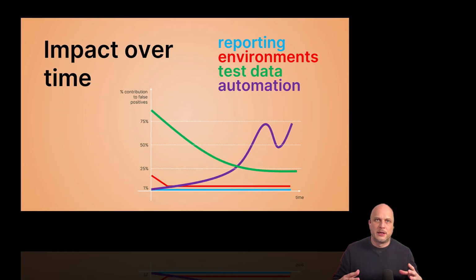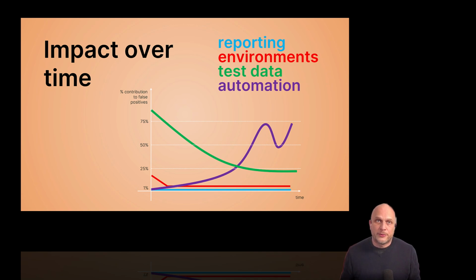In the beginning, as I already mentioned, a lot of the false positives come from test data and not from your automation itself, as you're stabilizing the automation before you're using it in production. That makes sense, right? Because test data is not stable, because it might come from production, or it might be generated, but it's not stable in the beginning, and your automation is stable in the beginning. But over time, there is an effect.